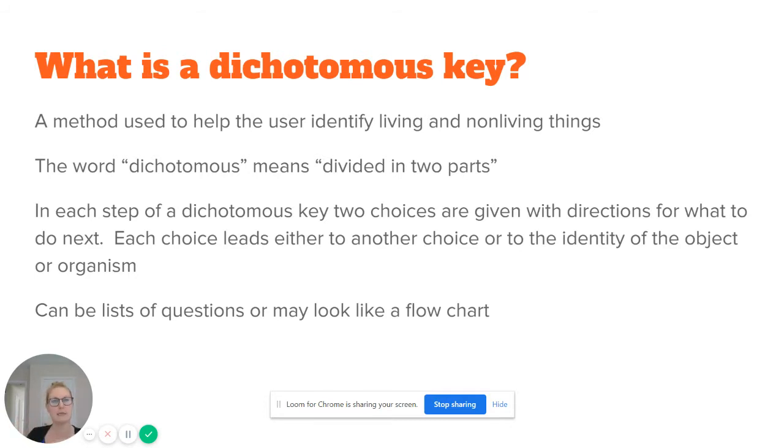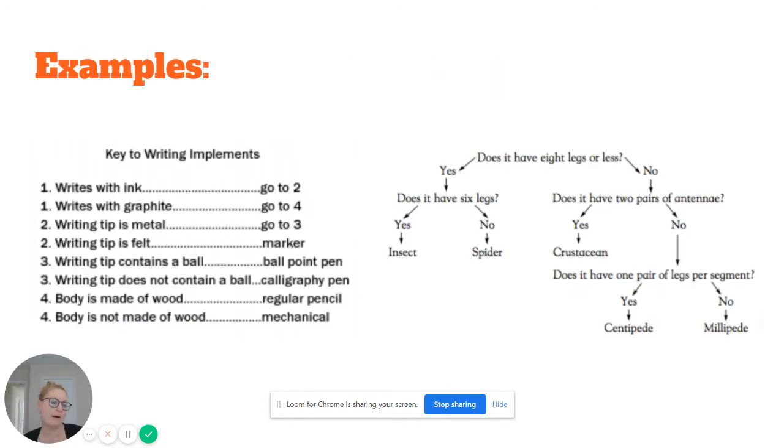So I'm going to show you a couple of examples, which we can use a list of questions or we can organize them as a flowchart. Again, with our goal being ultimately that we are classifying something into a category or into a species that we might not have known where it belonged before. So I'm going to have a little example here. And I'm going to give you an example.